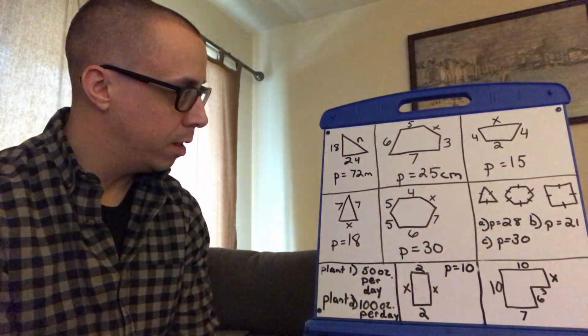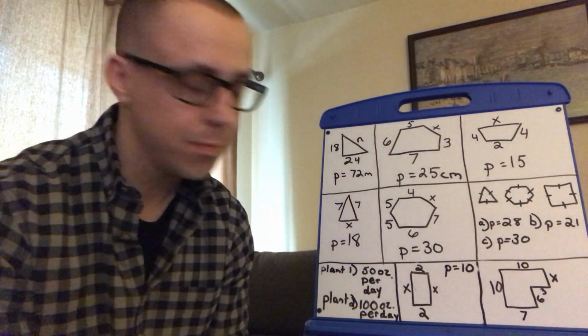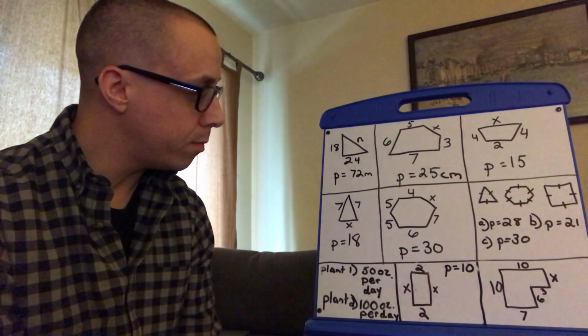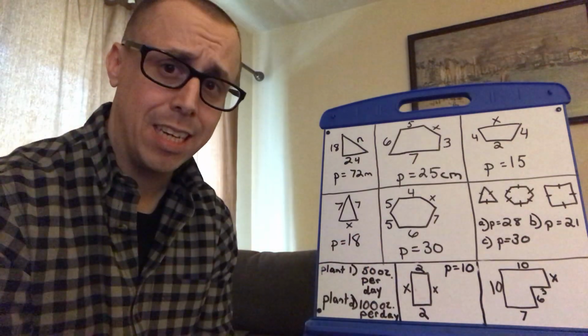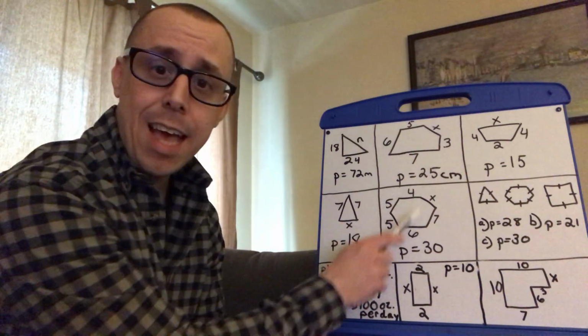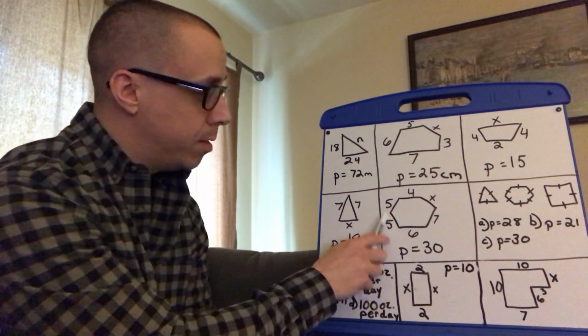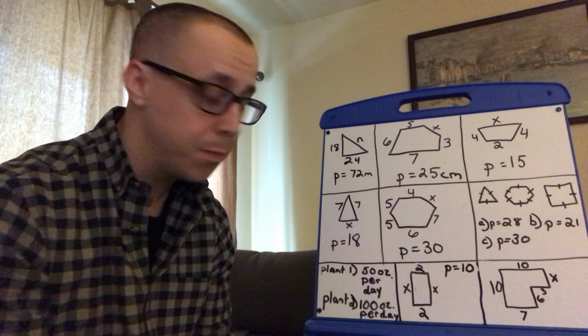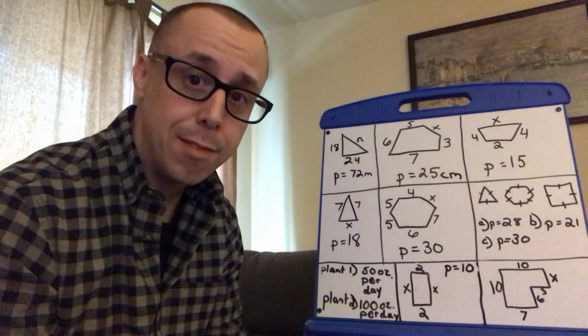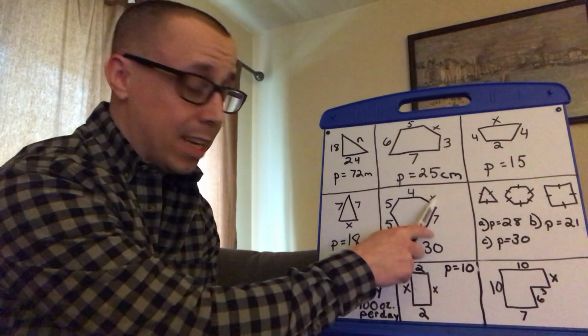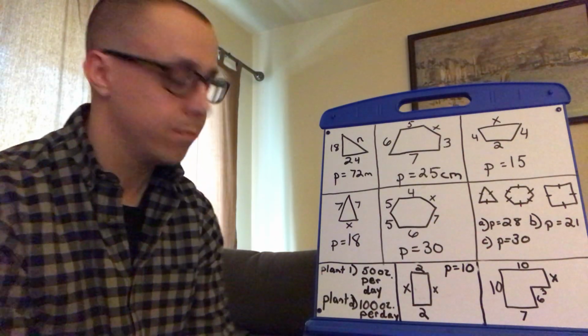Okay, here is a hexagon, a 6-sided shape. The perimeter is 30. I'm given 5 and 5, that's 10. I'm given another 10, 6 and 4. Okay, you've got to know your make 10s very quickly. So we have 10, 20, and 7, 27. Okay, so 30 minus 27, so x equals 3.